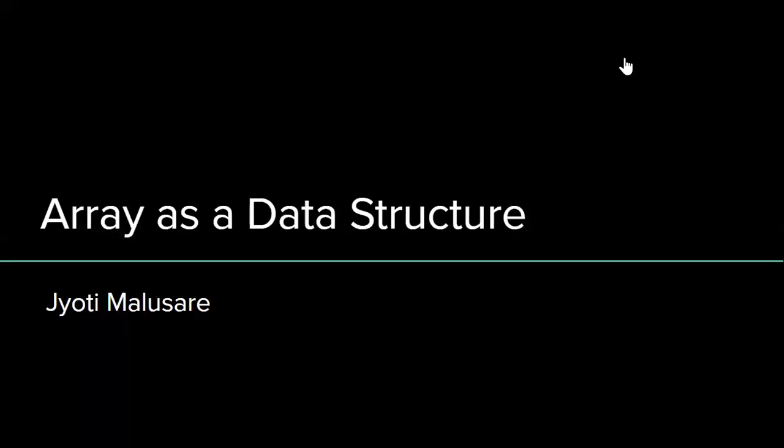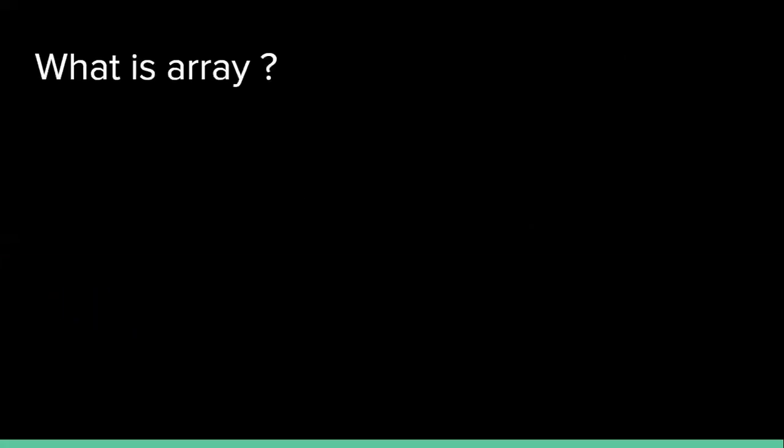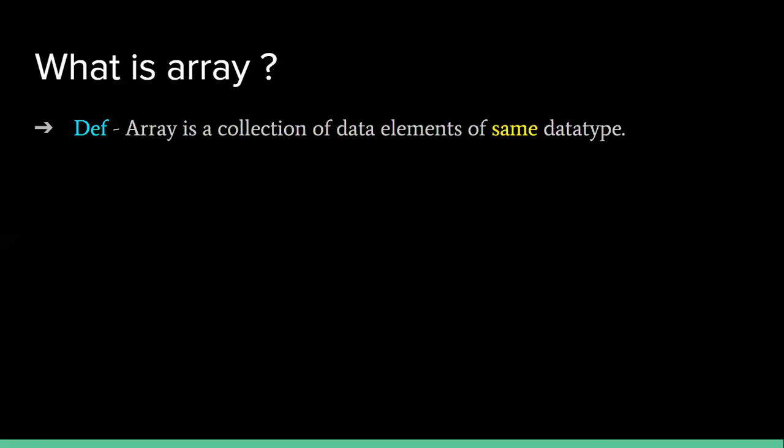Today, we are going to learn array as a data structure. So the first question that comes to our mind is, what is an array? An array is a collection of data elements of the same data type. Here the word same has importance because it does not allow heterogeneous data elements.